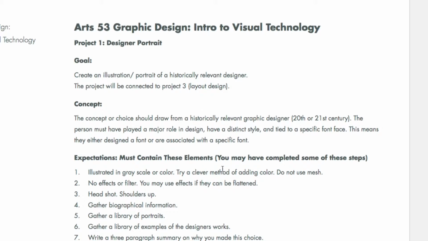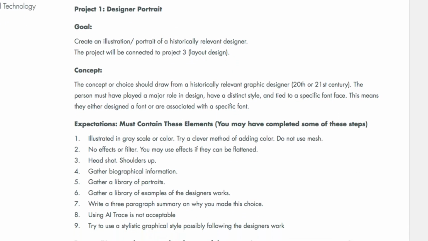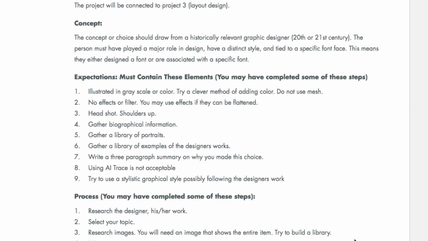Okay? The concept or choice should draw from a historically relevant designer, graphic designer from the 20th or 21st century. You've been researching this, you've probably picked somebody already. The person must have played a major role in design, have a distinct style, and be tied to a specific typeface. This means they either designed a font or are associated with a specific font. Expectations must contain these elements. You may have completed some of these steps, so you probably have done this already.